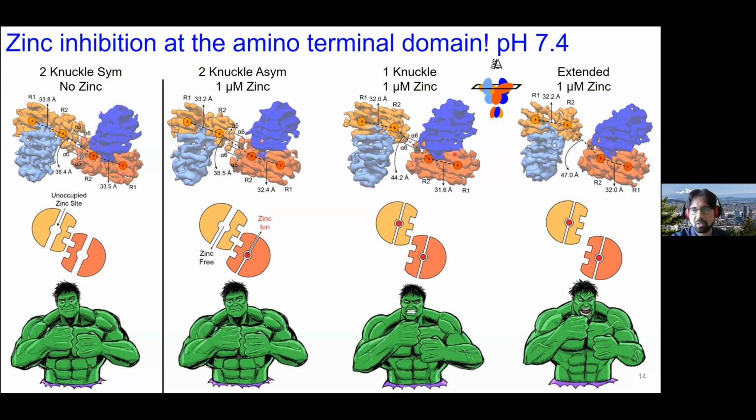In the next conformation, we noticed that now both lobes seem to be in this closed and zinc-bound conformation, and there's a rotation that allows only 1 alpha helix at the center of the receptor to interact. So we call this the 1-knuckle. It looks like a fist bump with only 1 knuckle touching the other knuckle.